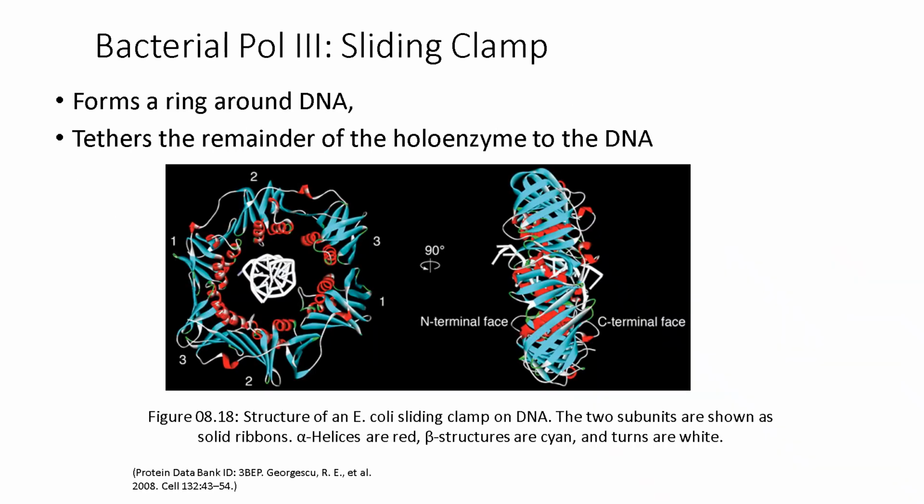The sliding clamp is a protein ring that encircles DNA and anchors DNA polymerase III to the template strand. It dramatically increases the processivity of DNA synthesis, enabling the polymerase to synthesize long stretches of DNA without dissociating.